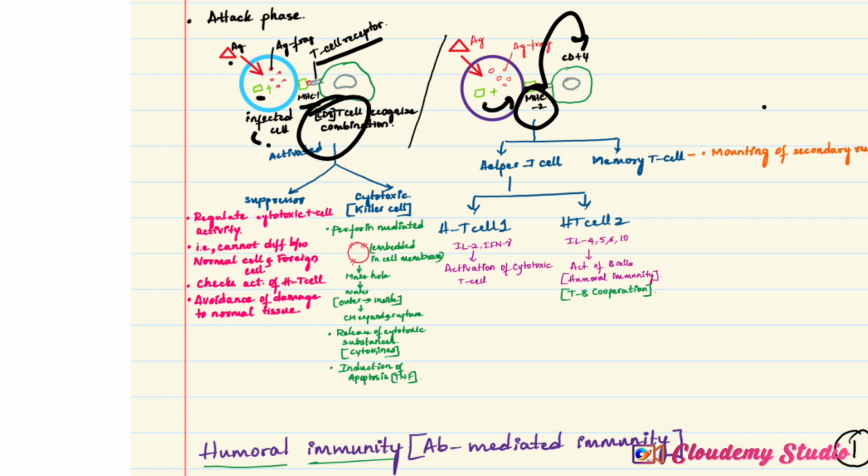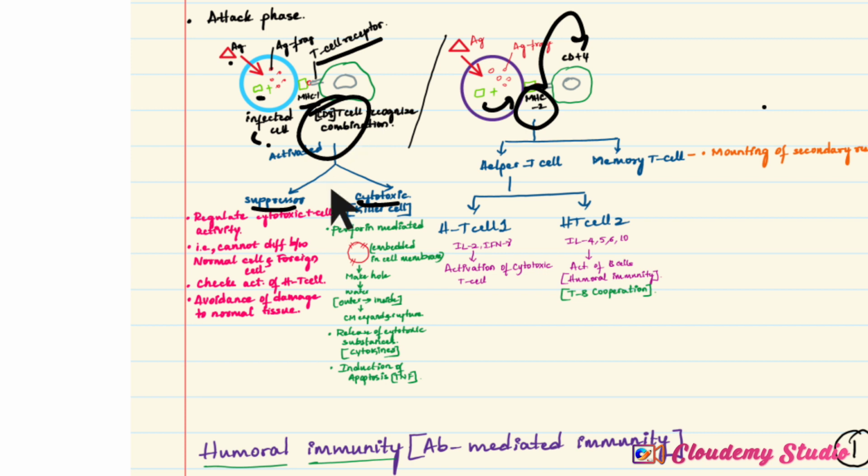The CD plus 8 cell will form suppressor cells and cytotoxic cells. These suppressor cells help in regulating the cytotoxic T cell. Why does it regulate? Because when the activity of cytotoxic cells increases in the body, then the body loses its ability to differentiate between the normal cell and the foreign cell, and then the normal tissues might get damaged. To avoid this, the suppressor plays a very important role in regulating the activity of the cytotoxic cell.